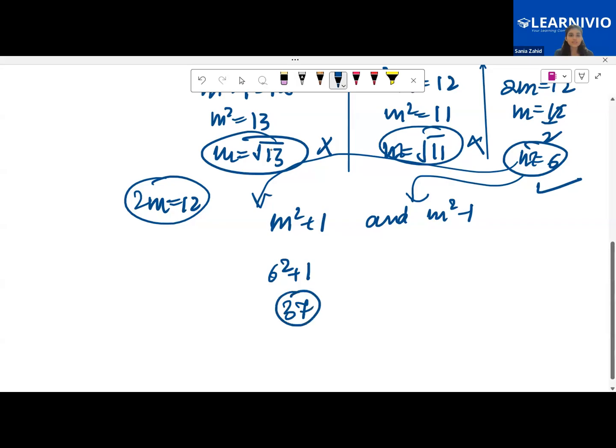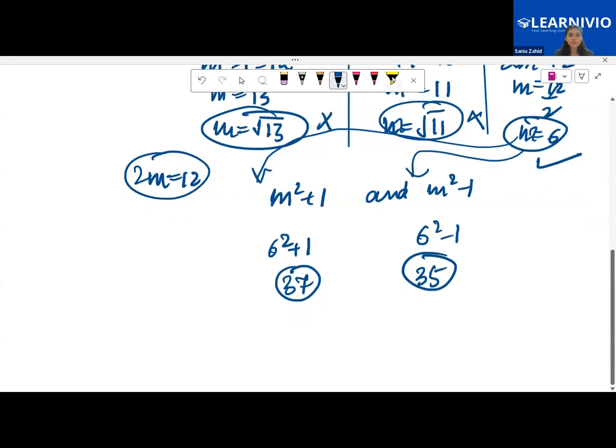I get 37 as the next member. And here I have 6 square minus 1, so 35 is my next answer. So the Pythagoras triplets are 12, 37 and 35.